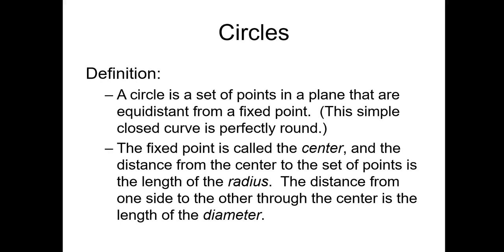Circles have mesmerized people for ages with their perfect roundness. The distance from the center of the circle out to that set of points is the length of the radius. The distance from one side to the other straight through the center is the length of the diameter. So the diameter is twice the radius, or the radius is half the diameter.